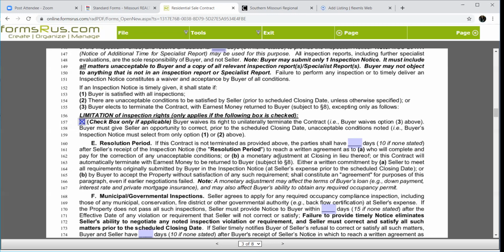So don't be afraid in your inspection notice. If you know you want ABC Roofing to fix the roof because they came and brought you a bid, say roof to be replaced by ABC Roofing per attached bid. That's fine. If that's the way it is, then as long as your insurance company, as long as it's covered, I don't care.